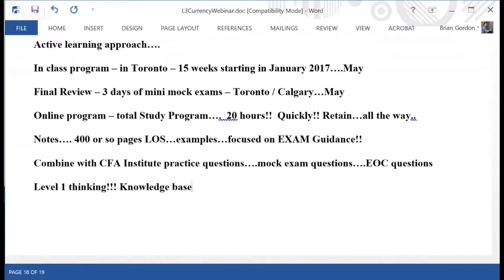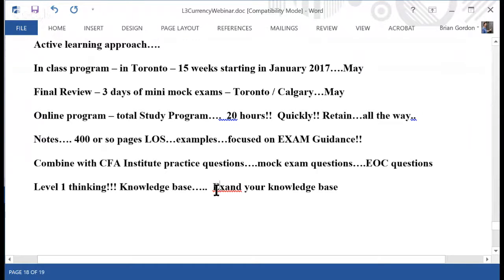And then what my team and I are going to do here is expand your knowledge base. And what is this going to do? This is going to increase your marks. This is what is going to get you over the passing score. We want you to get this over and done with and earn the charter.